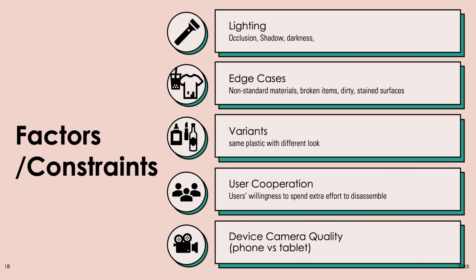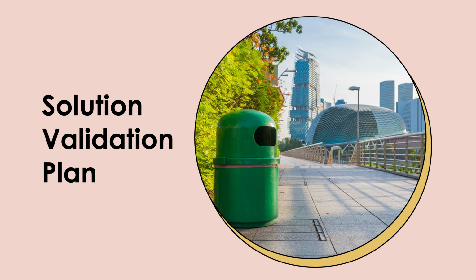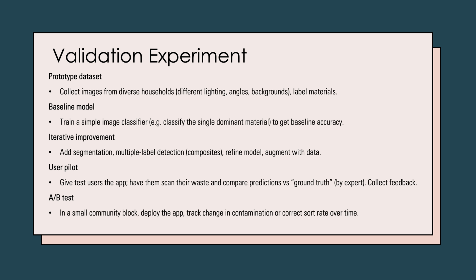The key constraints that we have are lighting and shadow, mixed or damaged material, device camera quality, and user willingness to dismantle. This shapes both the model and the UX. Our validation is iterative. Step 1, prototype dataset. Collect diverse household clips and label parts and materials. Step 2, baseline. To start simple, a dominant material classification to establish a floor. Step 3, to improve, we add segmentation and multi-label detection for composites.